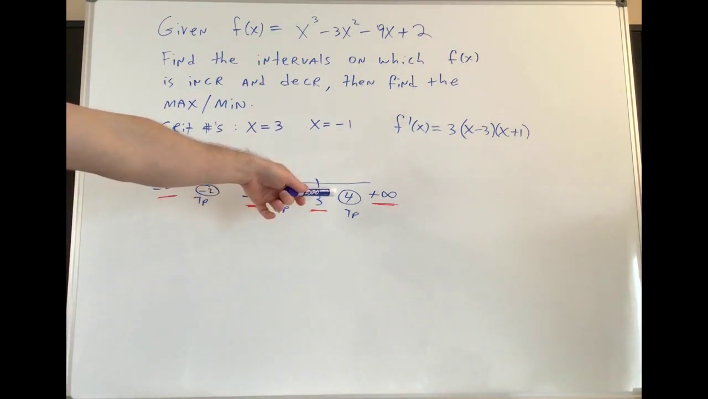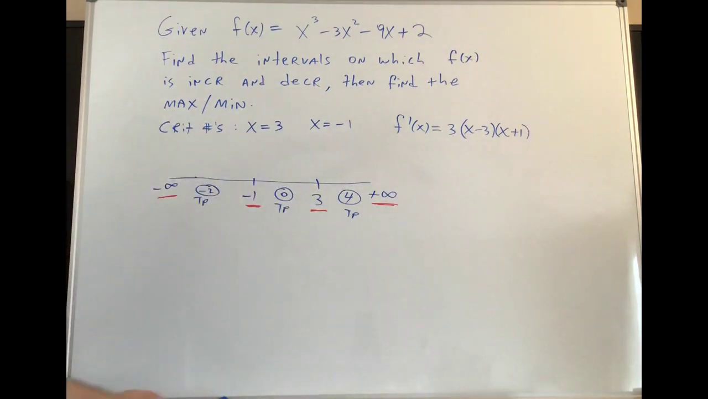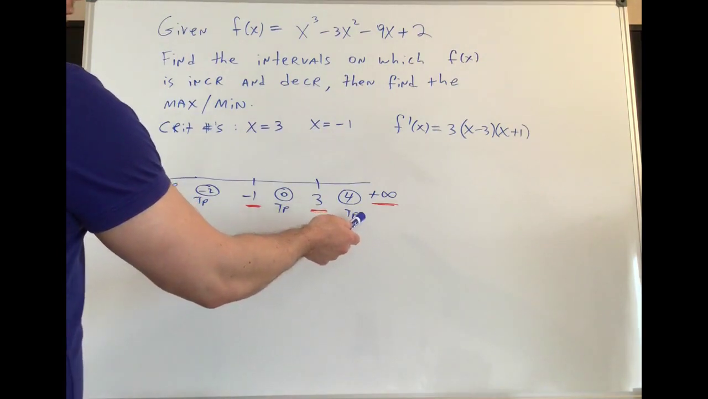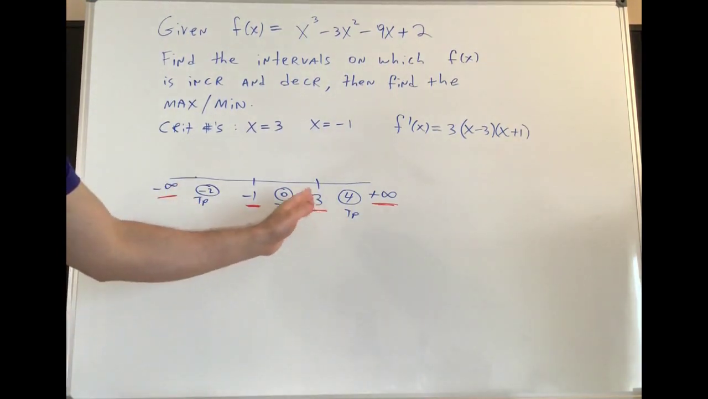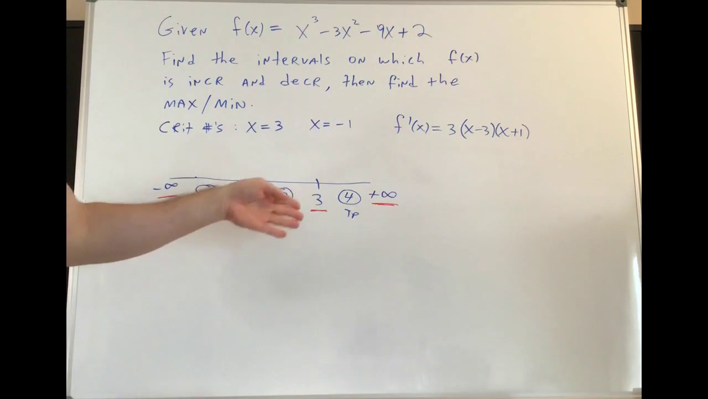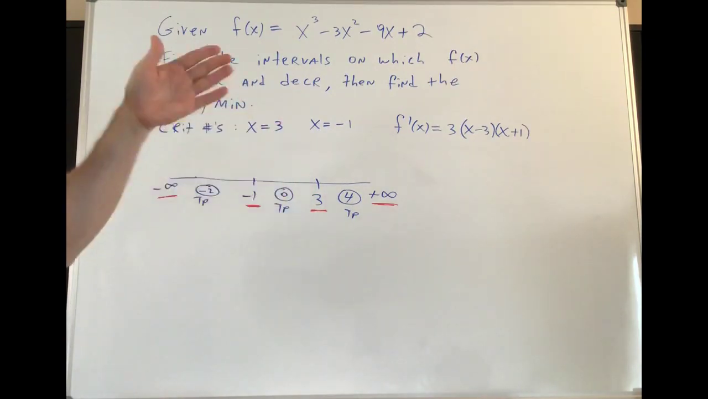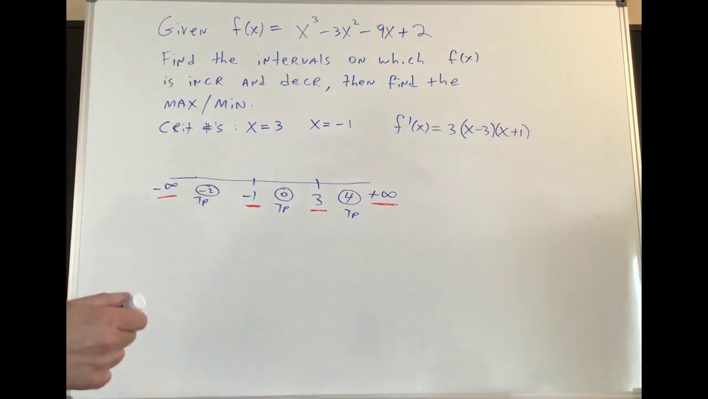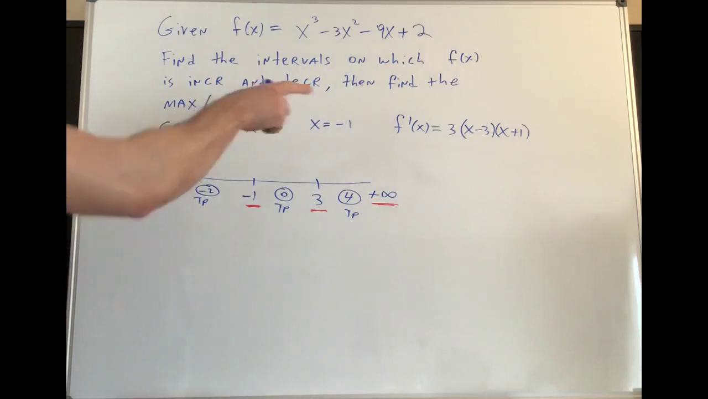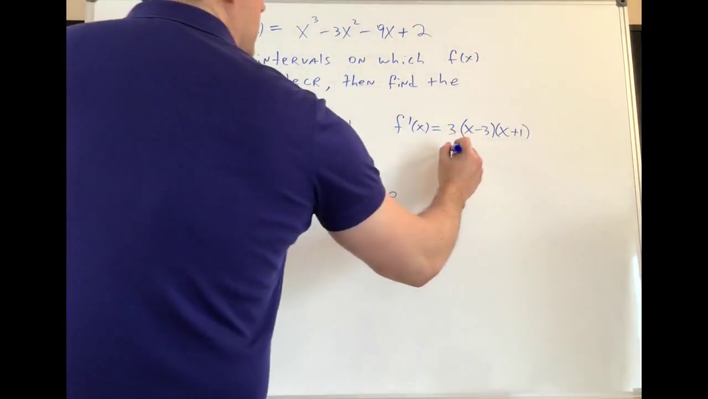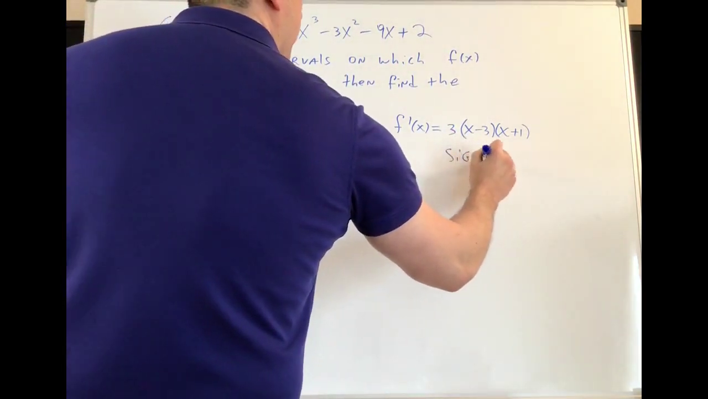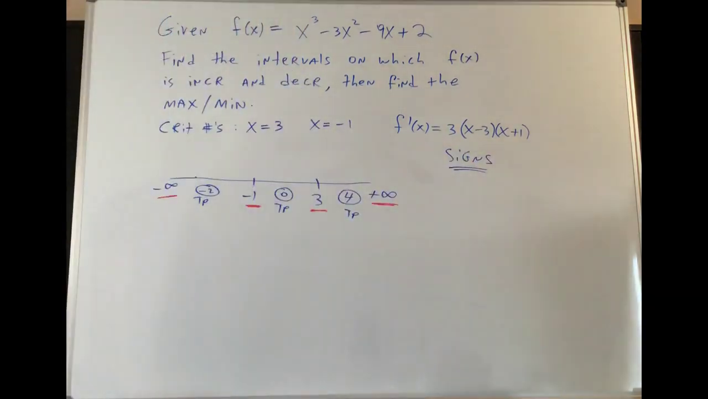Now, I need to pick a number bigger than 3. You want to pick 100? Knock yourself out. It doesn't matter. Whatever number you pick larger than 3 is going to give you the same sign when you plug it into the derivative. So I'm going to do the stuff over here. All I care about is whether it's positive or negative. I care about the signs.